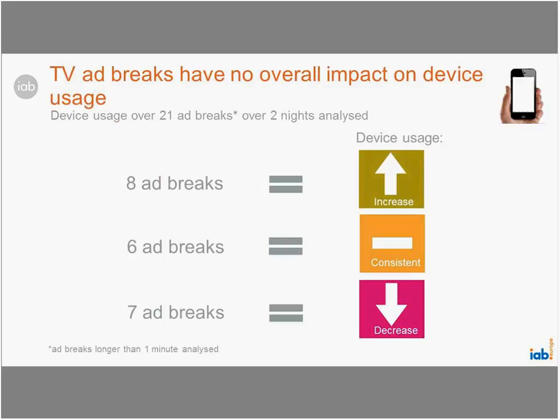And what we were able to do, because we had 2 evenings and 21 breaks in total, was analyse what happened in all of the breaks. As you can see, in 8 of the advertising breaks, device usage went up. In 6 of them it was consistent, and in 7 it went down. So our conclusion is that there's no real relationship between advertising or TV program content and device usage. Device usage just keeps going regardless of what's on the TV.